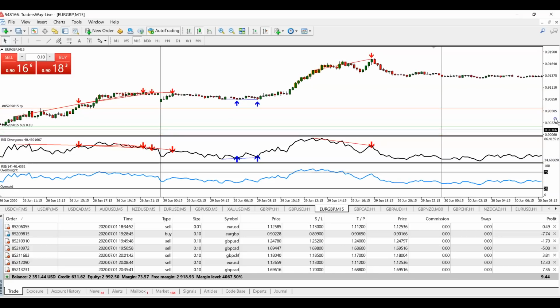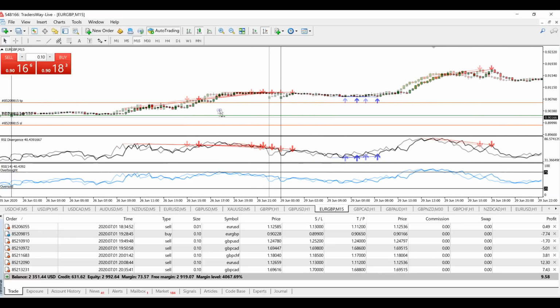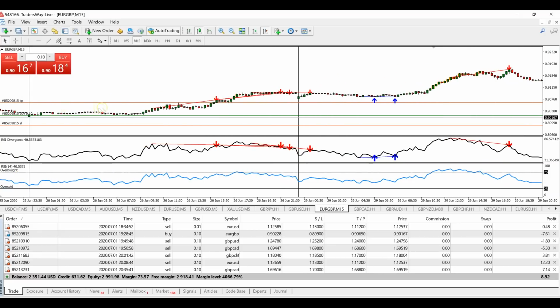Hold on, I'm actually on the take profit zone. I'm not in my buy zone. Let me scoot over a little bit. Okay, here it is. Sorry about that, y'all. I had to go back kind of far. But here it is right here.